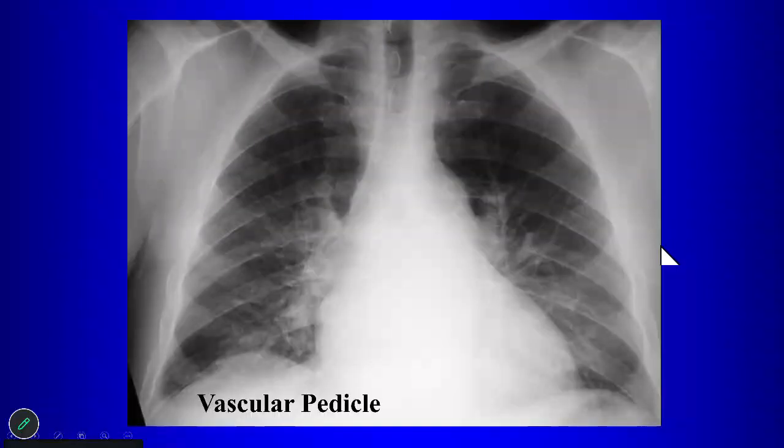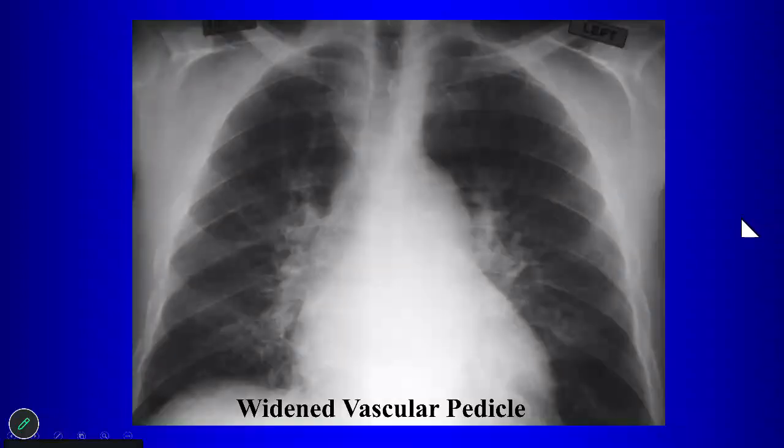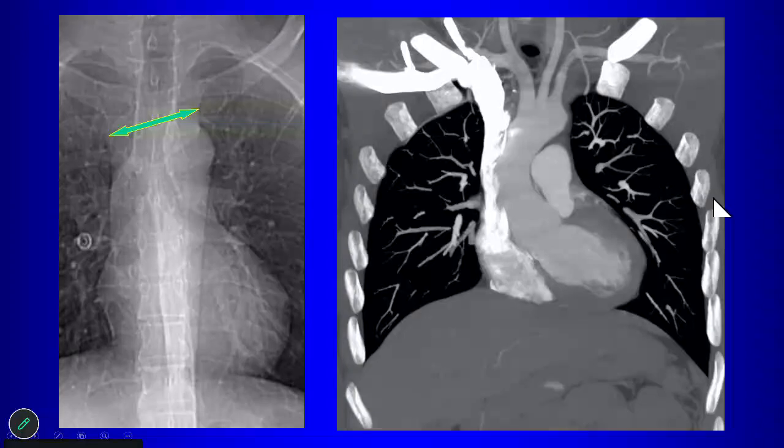All right. So the vascular pedicle, what are the borders of the vascular pedicle? What's the border on the right side? SVC. What's the border on the left side? Left subclavian artery. The left subclavian artery makes the border on the left side. That's correct. So in this case, the vascular pedicle is slightly widened towards the right. There's also pulmonary vascular congestion from increased intravascular fluid volume in this particular patient.